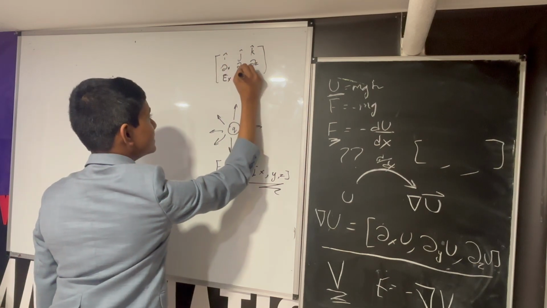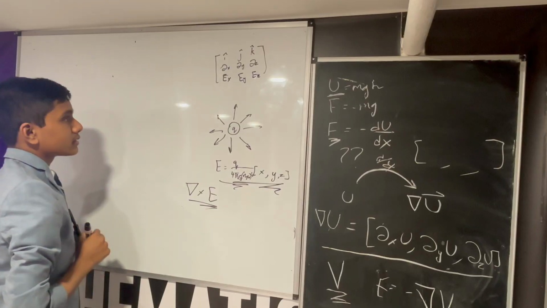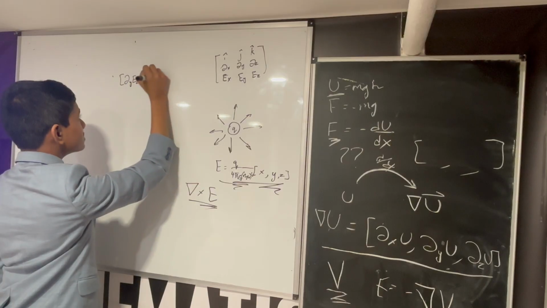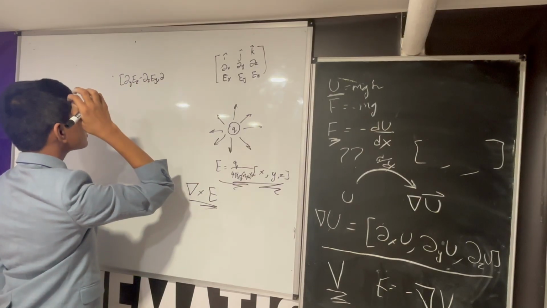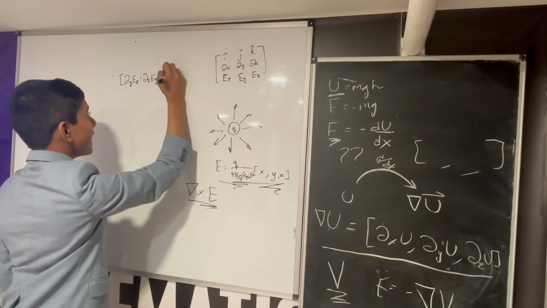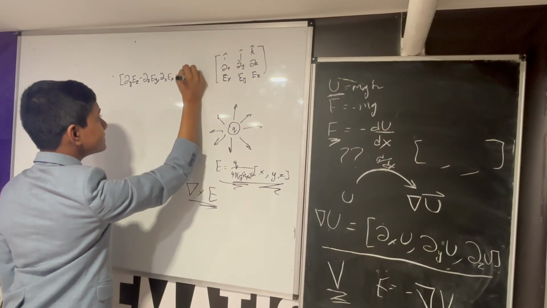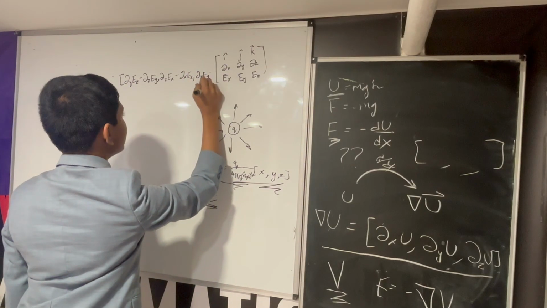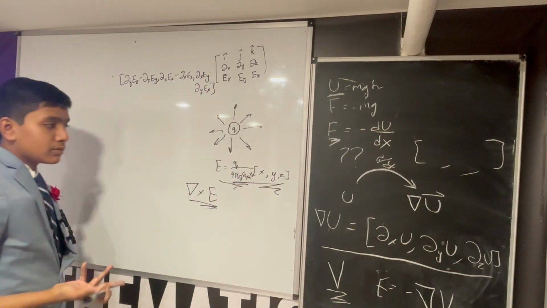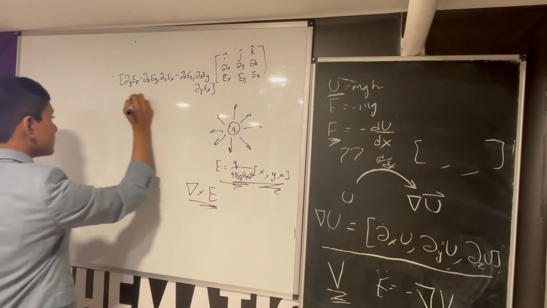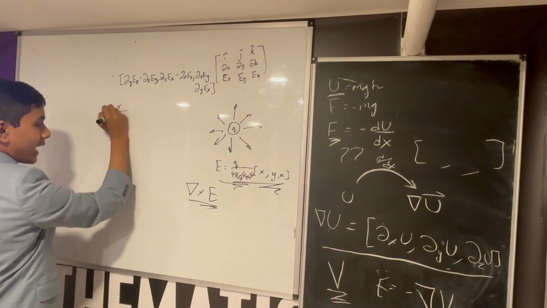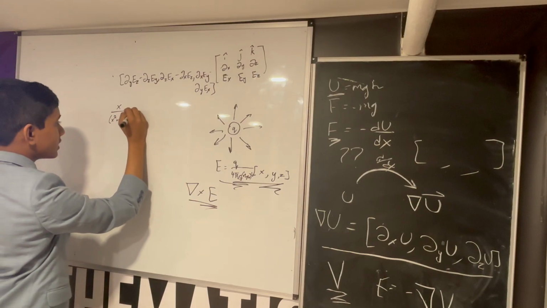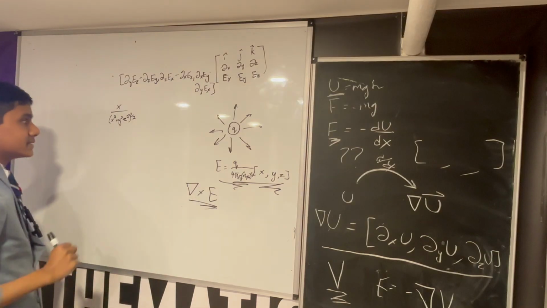Ex, Ey, Ez. So you're going to get partial y Ez minus partial z Ey, partial z Ex minus partial x Ez, partial x Ey minus partial y Ex. So now let's see what happens when we plug in. All of these components are either x over x squared plus y squared plus z squared to the 3 halves, or y or z.